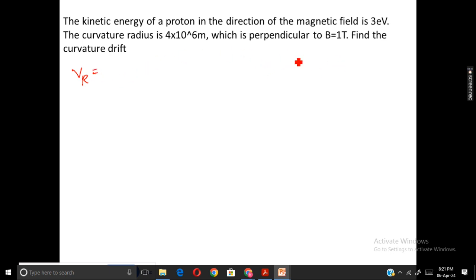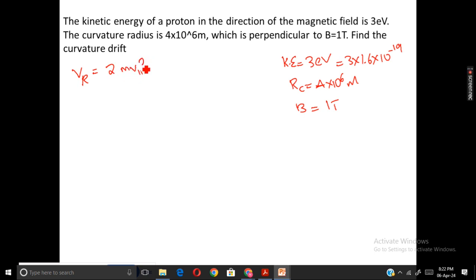So the things they have given: kinetic energy is 3 electron volt, which is 3 into 1.6 into 10 raised to minus 19 joule. The radius of curvature is 4 into 10 raised to 6 meter, and the magnetic field is 1 Tesla. So again here the equation is 2 m v parallel square by q, basically m v parallel square by q into R_c into B.